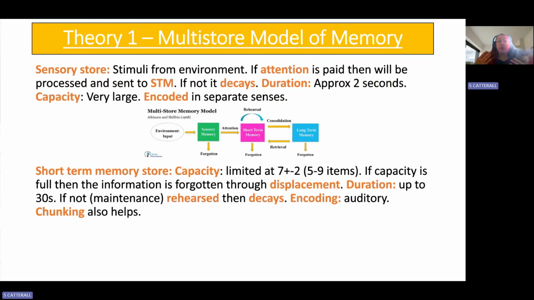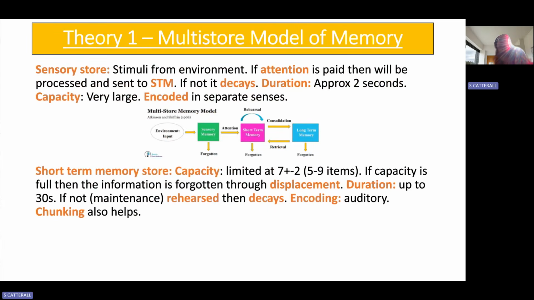And if you don't rehearse it, so maintenance rehearsal is saying it over and over again, then it will decay, if it's not already been displaced. And if you do rehearse it, it'll go into long-term memory. And the way that it's encoded is auditory, because you're saying it out loud or in your head. And also the strategy of chunking helps to increase the capacity of short-term memory to more items.